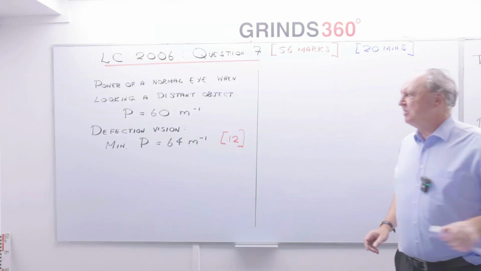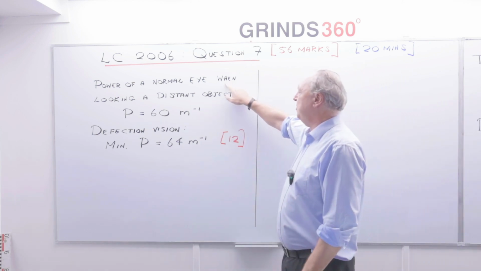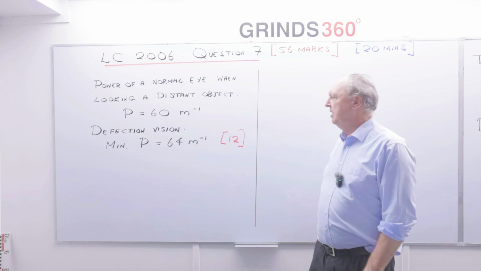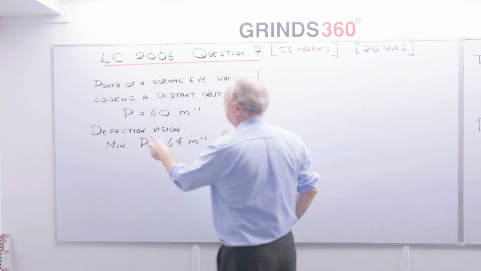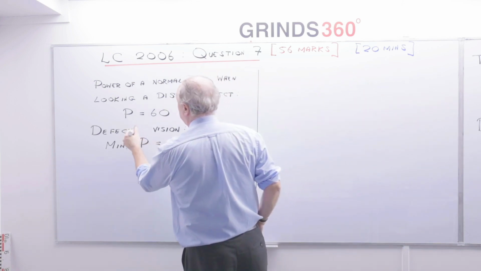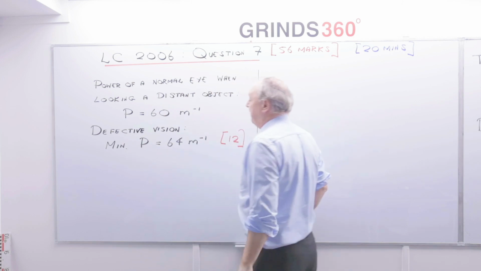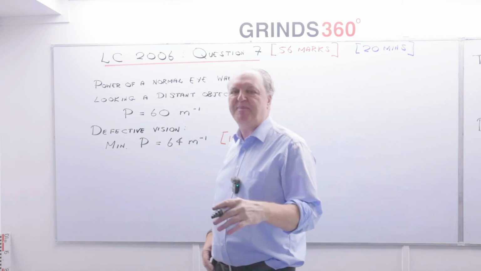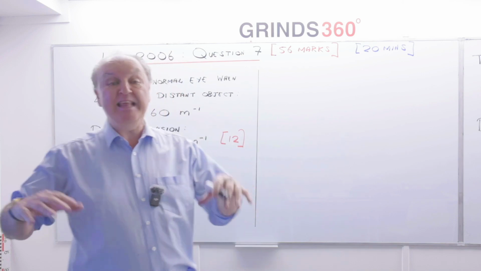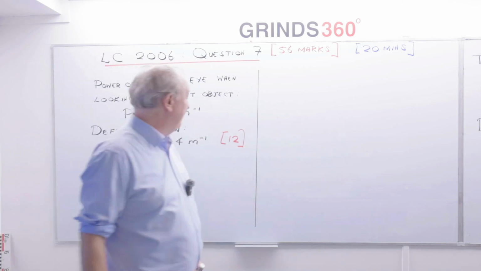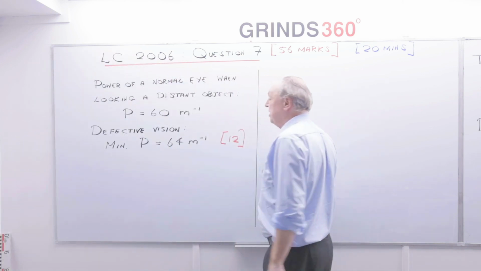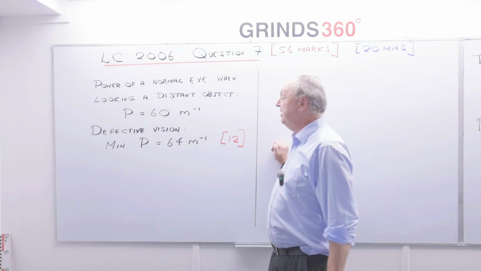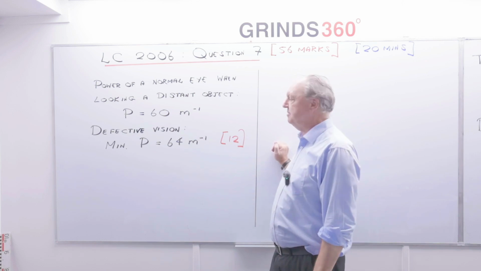So as we said, the power of a normal eye when looking at a distant object, P, should be 60 per meter. This person with defective vision, their minimum power is 64 per meter. They can't make their lens any smaller than that. So everything will be a bit of a blur. So I want to find the focal length of the lens required to cure this defect.